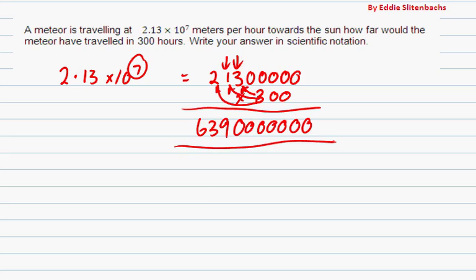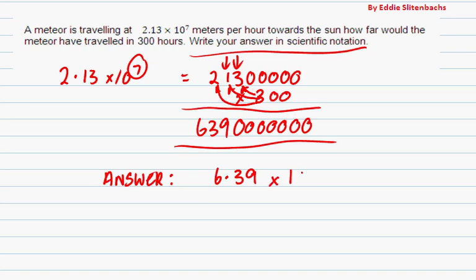And then I'm going to write your answer in scientific notation. So now it's in a common numeral, and I've got to write it in scientific notation. So scientific notation is going to be my answer. 6.39 times 10.